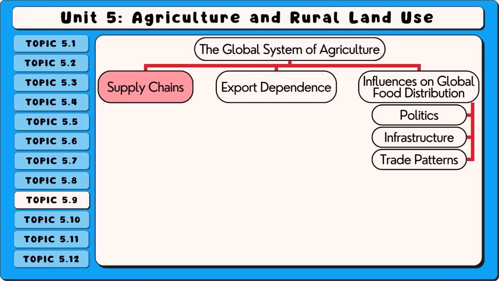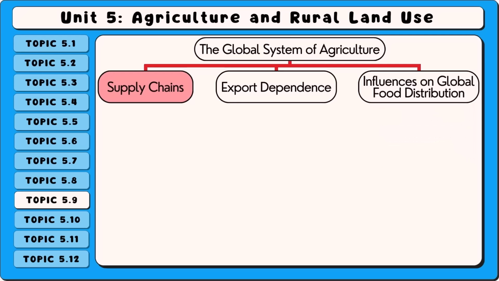First, we'll look at how agriculture operates within a global supply chain. Then, we'll explore what happens when countries become dependent on agricultural exports. Finally, we'll examine how food is distributed across the globe and how that distribution is influenced by politics, infrastructure, and trade patterns. First, let's look at how food and agricultural products are part of a global supply chain.